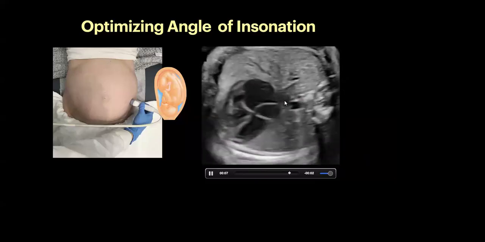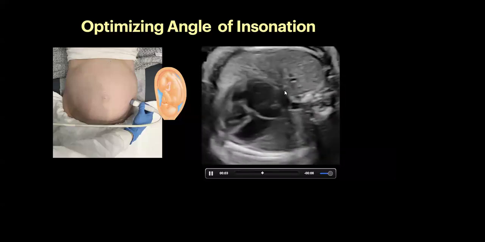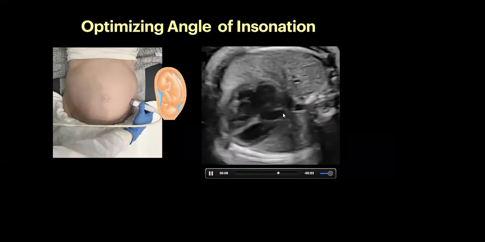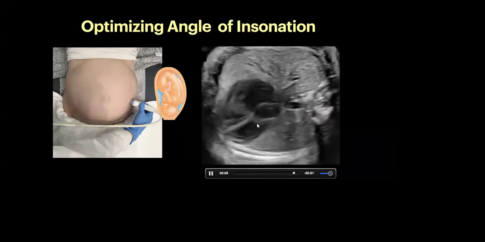Here you could see a normal right side and left side of the heart. So you look for symmetry. You could actually appreciate the pulmonary veins really nicely in grayscale. You could certainly see the valves opening and closing.